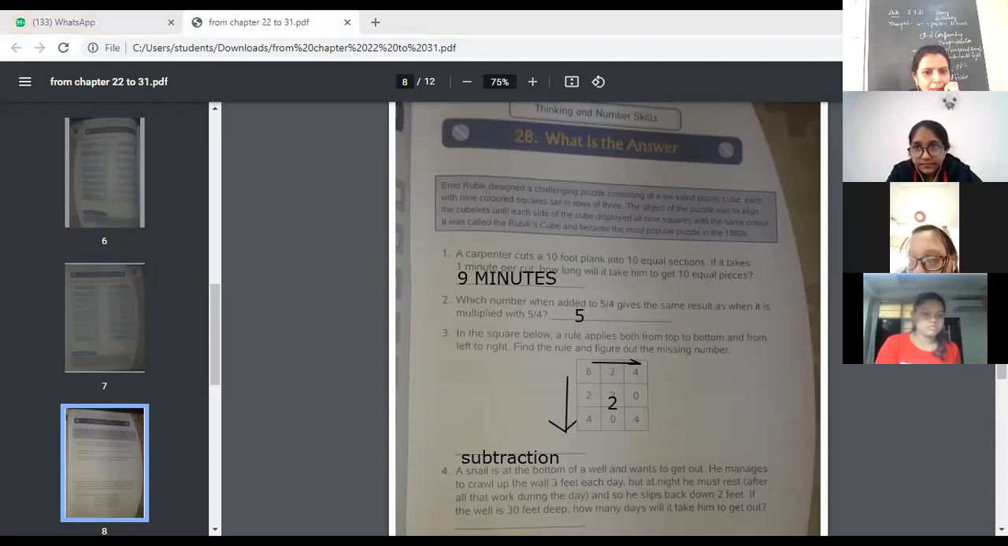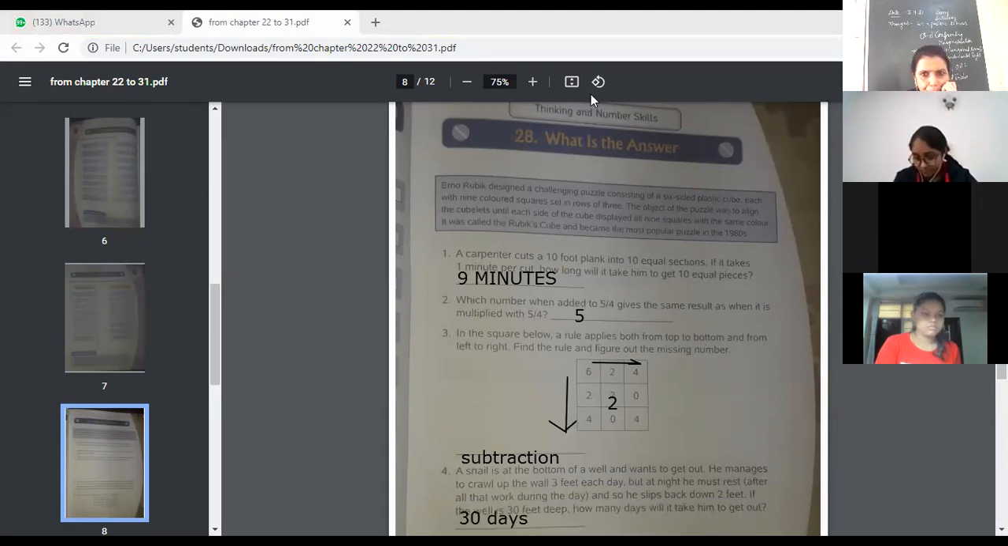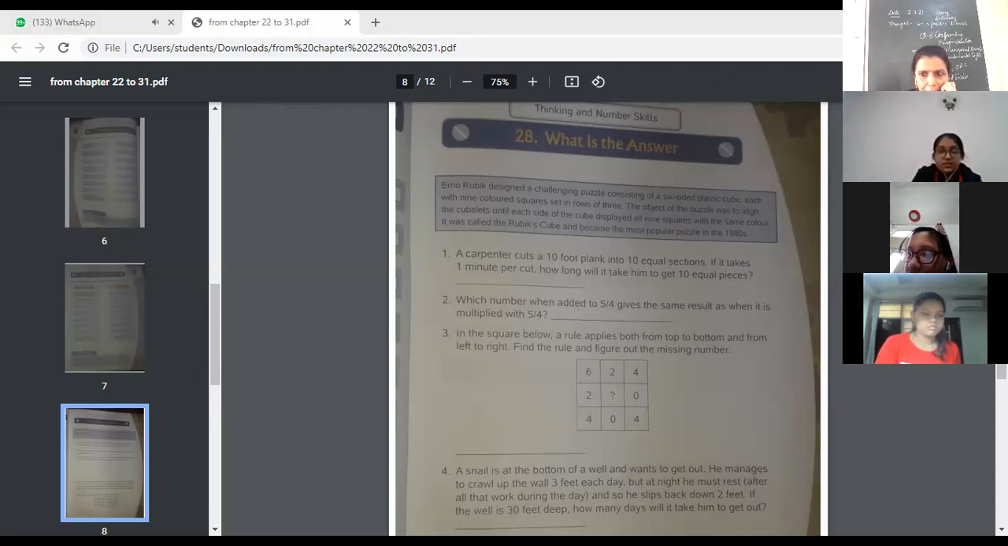Because per day you can count 3 feet minus 2. So 30 days it will take. 30 days will be taken by the snail to come out of it. I hope each one of you has done it. Till here, everybody has done. Next.